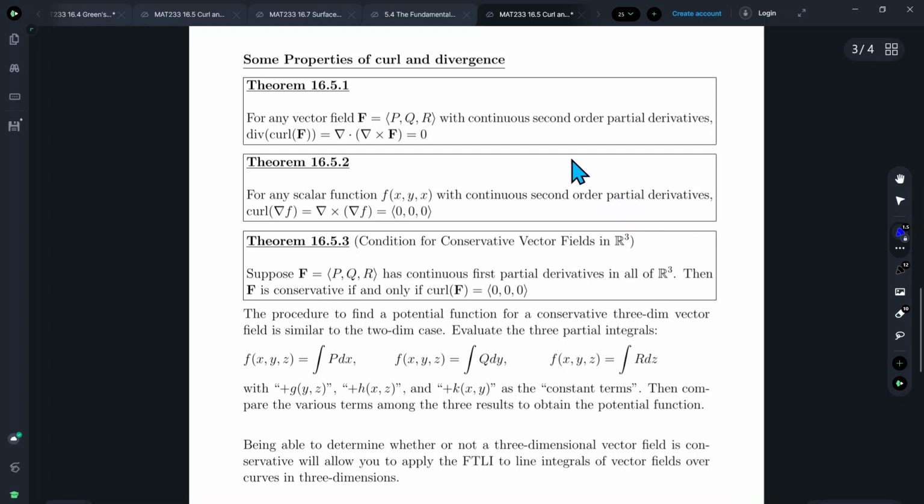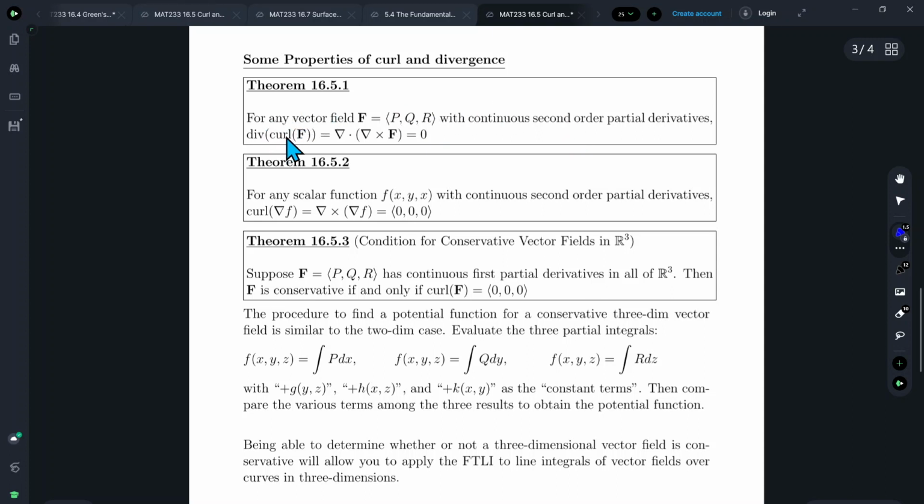Okay, so on this page, we take a look at some properties of curl and divergence. So the first two theorems here talk a little bit about how the divergence, the curl, and the gradient are related to each other. So for any vector field whose components have continuous second order partial derivatives, this is needed so that you can order the mixed partials however you want.